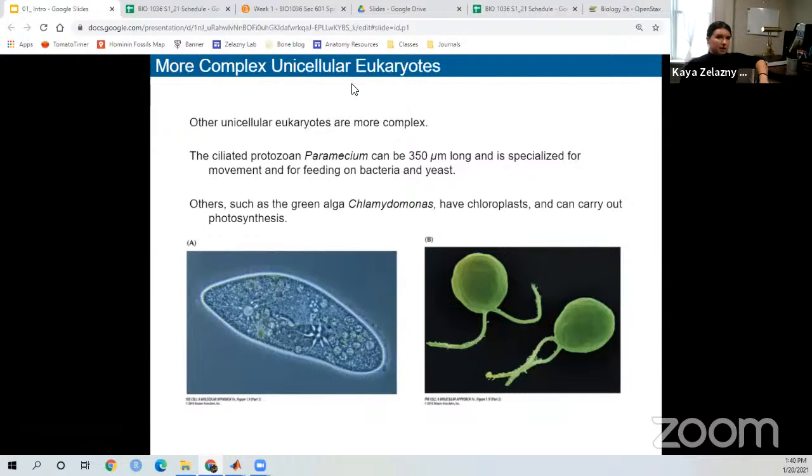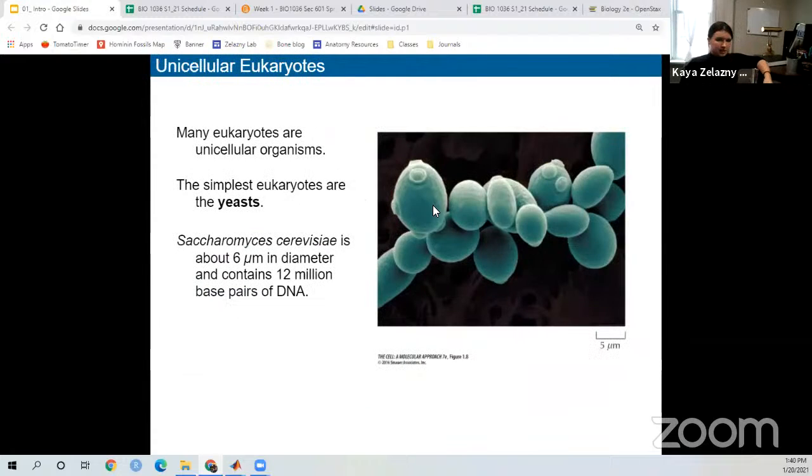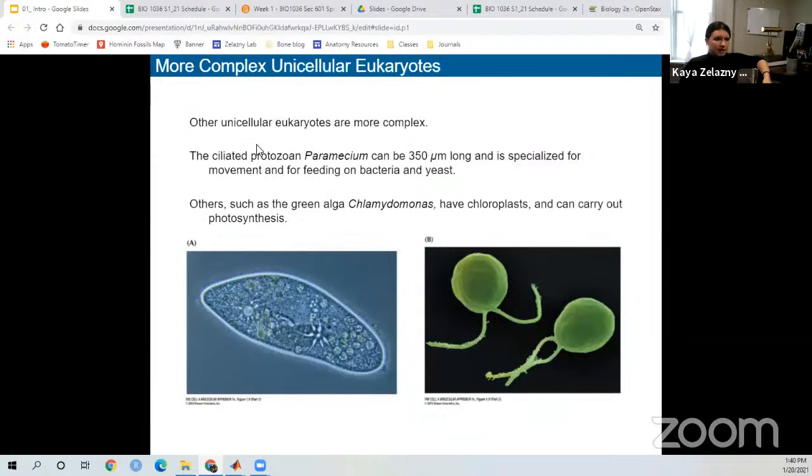Only eukaryotes and not prokaryotes are going to be found in multicellular and more complex organisms. So we can build up from our simple yeast cells to slightly more complex unicellular eukaryotes. Here we see some examples like a paramecium. You don't need to know specific details about the paramecium. This is provided here for your general interest, in case you're curious about what that is.